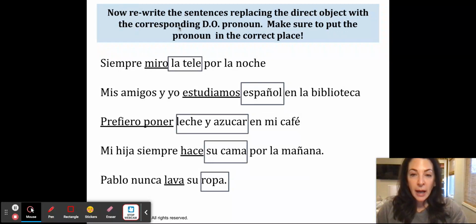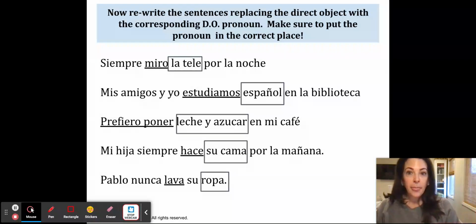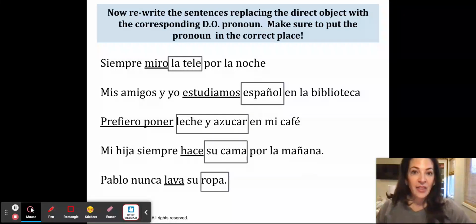Okay, so now we're going to take it even one step further. Now you're going to rewrite the sentences, replacing the direct object with the corresponding direct object pronoun. Okay, so you're going to take the pronoun that you already put the box around, and if you wrote it on a piece of paper, I want you to cross it out, okay, and put what the pronoun is going to be. So if it's going to be lo, la, los, las, and then rewrite the sentence. Okay, so pause your video while you do that, and then when you're done, unpause to see how it's supposed to be for the answers. Okay, let's see how you did.